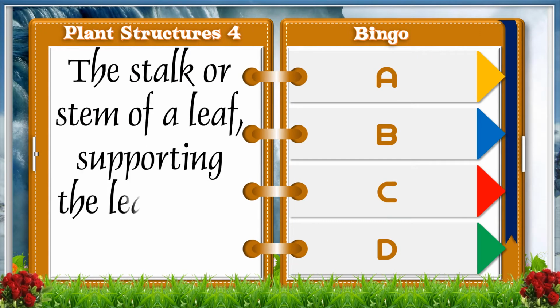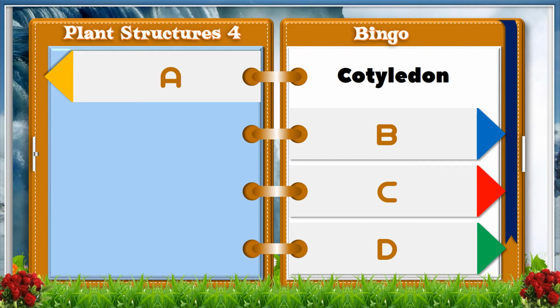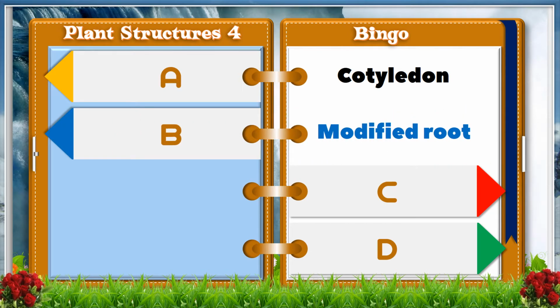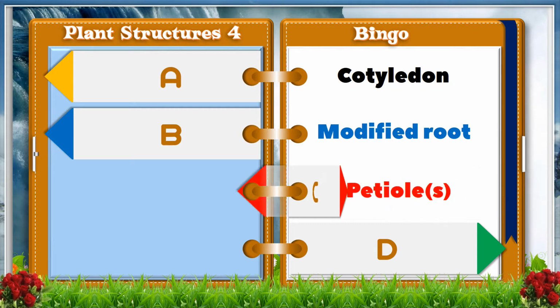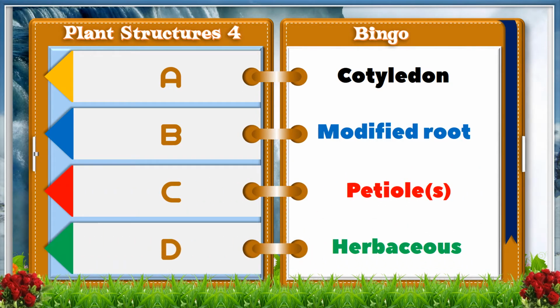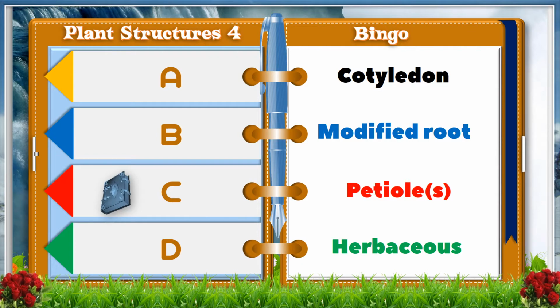The stalk or stem of a leaf supporting the leaf blade. A. Cotyledon. B. Modified root. C. Petioles. D. Herbaceous. And the answer is C. Petioles.